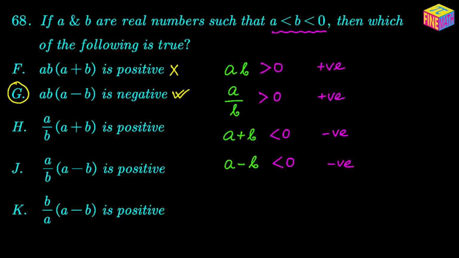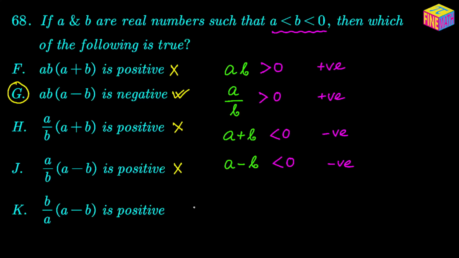So now look at the option H. There A divided by B is a positive number, and A plus B is a negative number. So the product of a positive number and a negative number cannot be positive. That is not possible. So I'm putting a cross sign there, right? And similarly, look at the next one, A divided by B, which is a positive number, and A minus B is a negative number. So the product of a positive number and a negative number cannot be positive. That is also not possible.